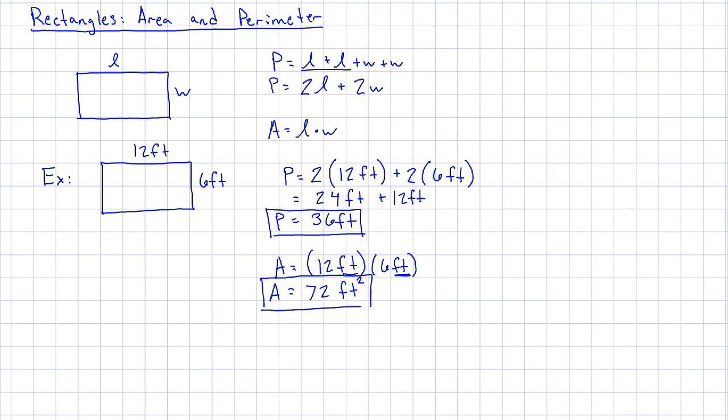So again, it's fairly straightforward. Just be a little bit careful of your units and make sure that when you're presenting a perimeter, no matter what the problem is, rectangles or otherwise, a perimeter is always linear. So it's always just feet or inches or miles. The area is always going to be square units, square feet, square inches, square miles, whatever the case may be.